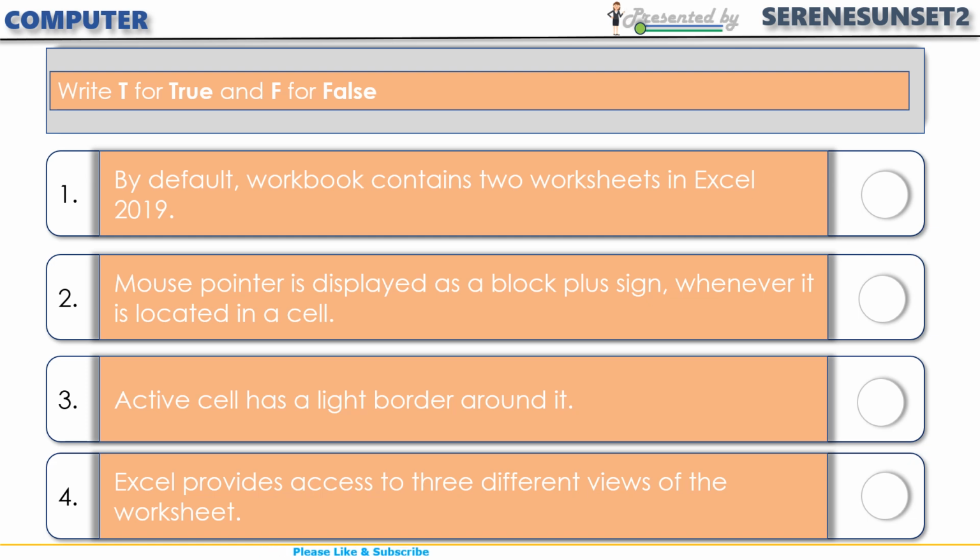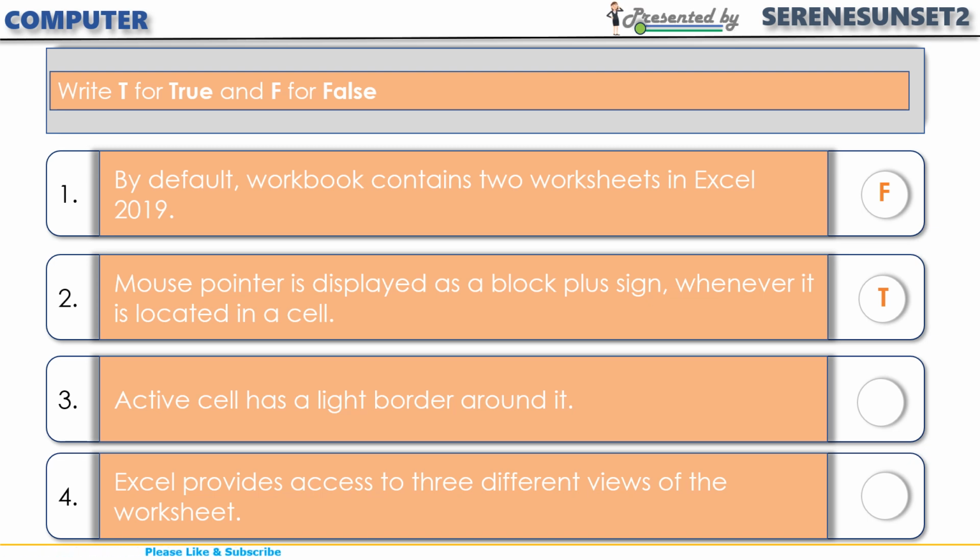First question. By default, workbook contains 2 worksheets in Excel. Answer: false. Second, mouse pointer is displayed as a black plus sign whenever it is located in the cell. The mouse pointer is displayed in the black plus sign, right? Whenever it's located in the cell. Answer: true.